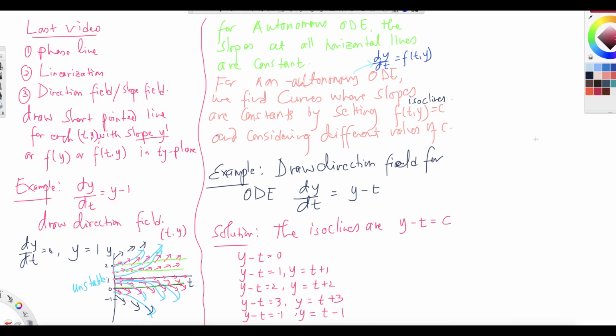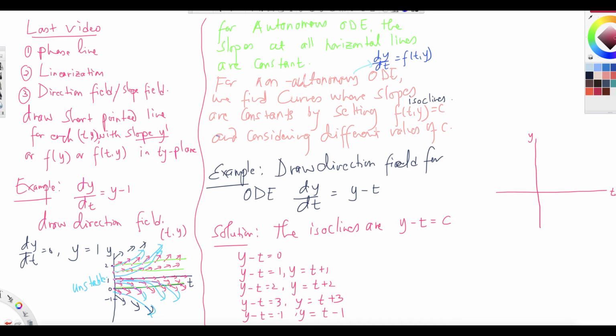All right, so let me draw the vertical line is y, and the horizontal line is t. This is the ty plane, or the xy axis. Instead of x, we have t. Everything is the same, right? Now let us do that. So what we want to do here is, let us first draw isoclines.